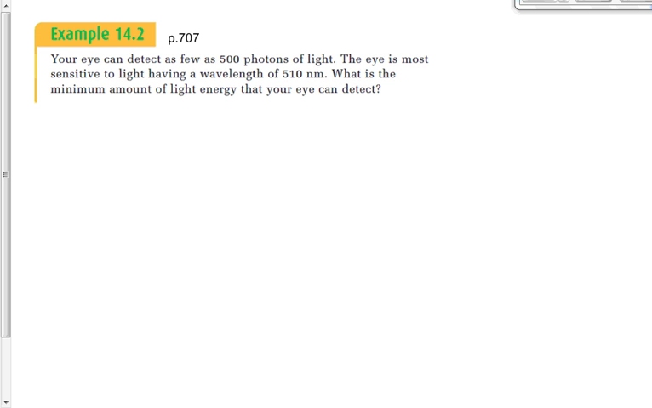If you want to see something more, you need brighter light. You need more photons of light. But this is the threshold, okay? The eye is most sensitive to light having a wavelength of 510 nanometers. We're going to circle that because we want to convert that to meters. We want to know the minimum amount of light energy that your eye can detect. So this is our wavelength. This is our number of photons. And we want to find the energy.